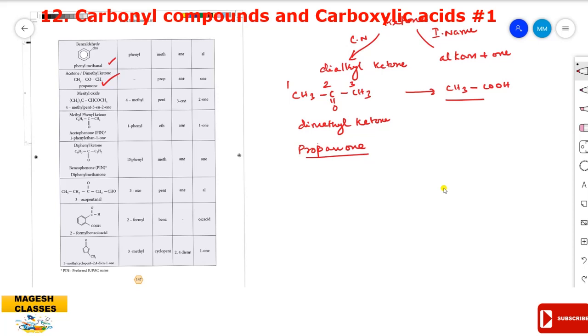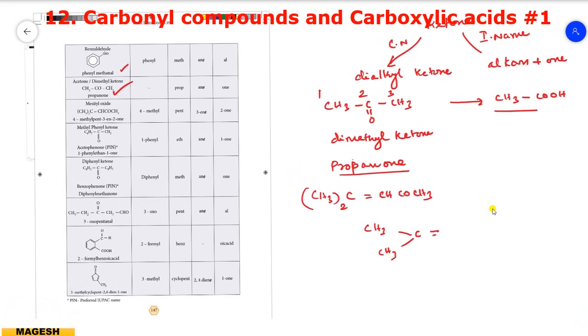Next one, mesityl oxide. That is (CH3)2C double bond CH, C double bond O, CH3. The structure you can write CH3, C, CH3, double bond CH, C double bond O, CH3. You have to give the number to the long chain. It is first carbon, second carbon, third carbon, fourth one, fifth one. So the long chain consists of 5 carbon atoms. So it is pent.